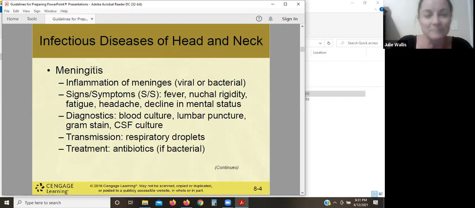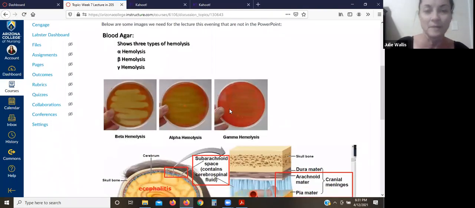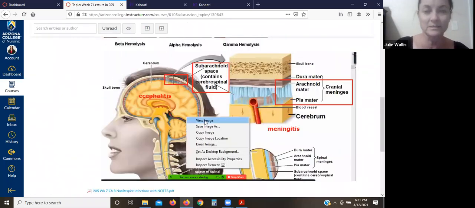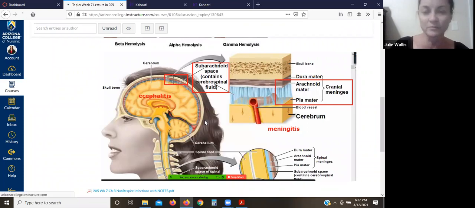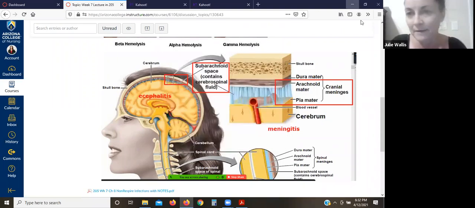For meningitis and encephalitis, this is what I was going to start with, this other image that I attached to the week 7 lecture in 205. We're going to come back to the blood agar in a second, but this one is hopefully review from anatomy and physiology. I'll just leave it this size. I just wanted to pull it up in case anybody hasn't taken A&P, or if anybody forgot. So the difference between encephalitis and meningitis is where the infection is.